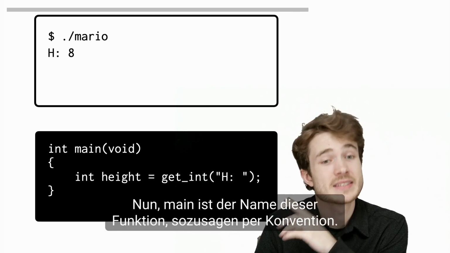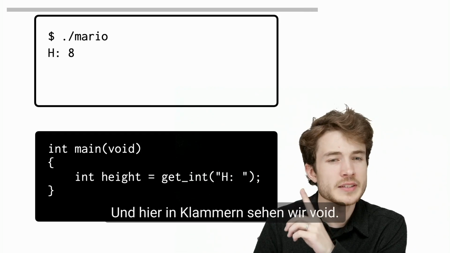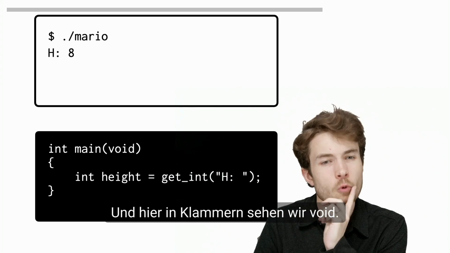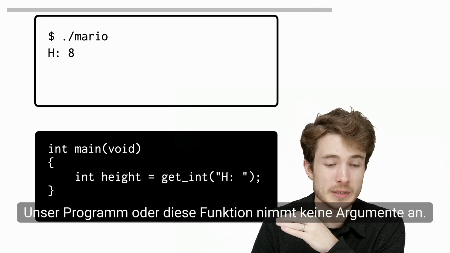Now, main is the name of this function, kind of by convention. And here, inside parentheses, we see void. Our program, or this function, takes no arguments. And we saw this above.